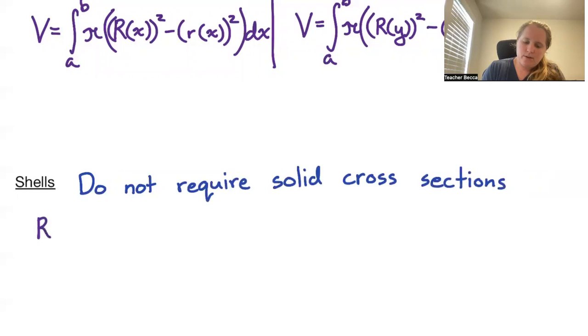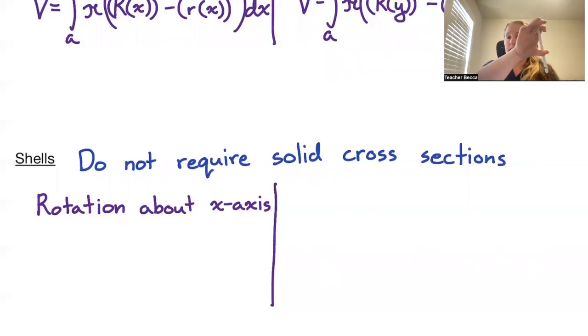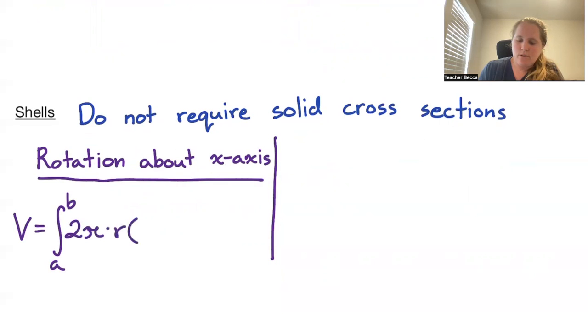for rotation about the x-axis, we're looking at cylinders that are on their side. The thickness is actually dy this time around. So for rotation about the x-axis, our volume was equal to the definite integral from a to b of 2 pi times r of y times h of y dy.